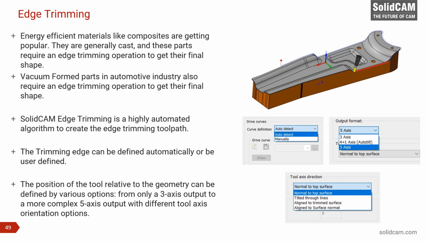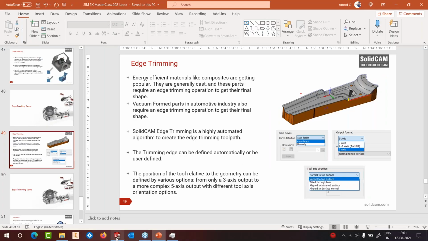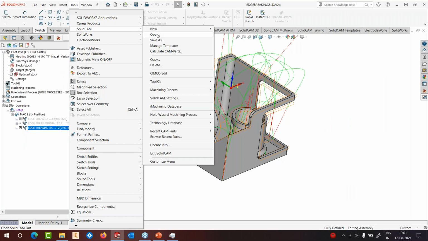To do this, we have the edge trimming toolpath, which is a highly automated algorithm to create edge trimming toolpaths. There are absolutely no inputs, except for selecting the part. There's no other input that is needed. The trimming edge can be defined automatically, like the edge breaking. It can be found automatically, or you can define it yourself. And the position of the tool is relative to the geometry. It can be defined either as a three-axis toolpath or a five-axis toolpath with different tool axis orientations. So let's look at one part and see what is possible.